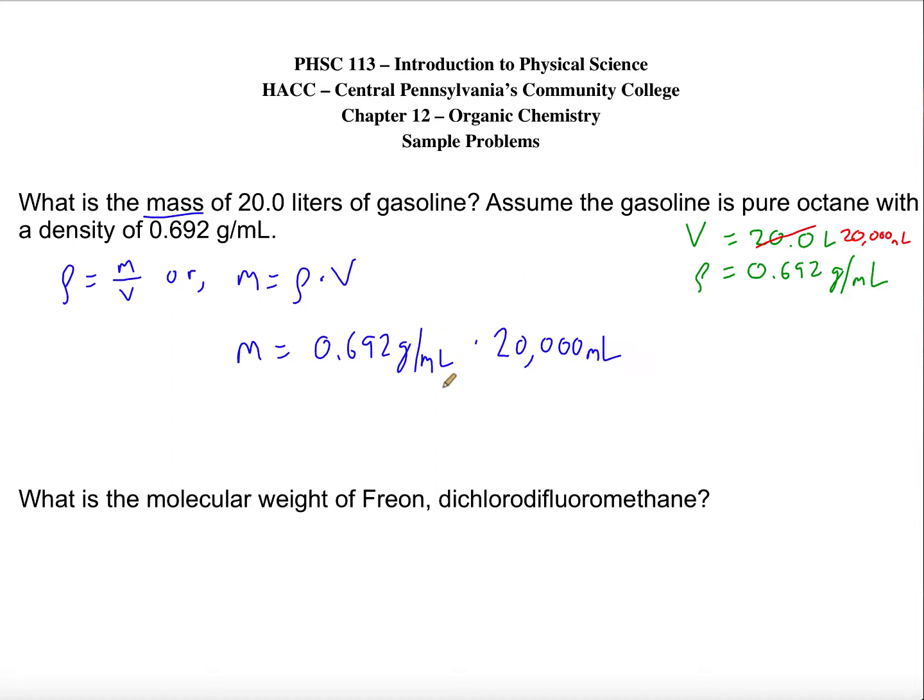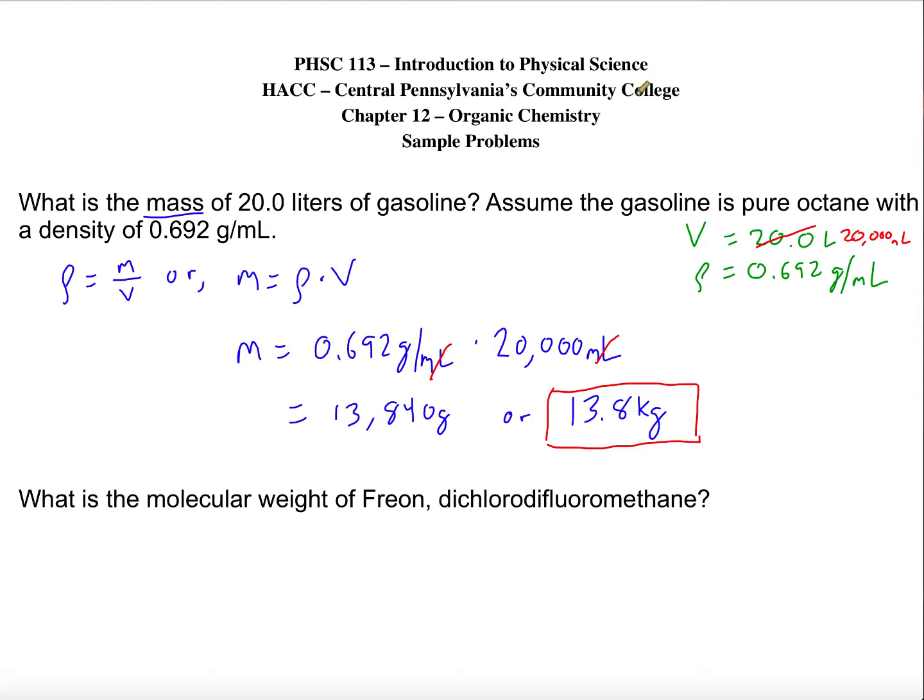Unit wise, the milliliters will cancel here, giving us just a mass in grams. And we find out that if we multiply those, the mass is 13,840 grams, or 13.8 kilograms. And we would want that to be three significant figures. Since both of our numbers going into this had three significant figures, our answer would be 13.8 kilograms for the mass of 20 liters of gasoline.